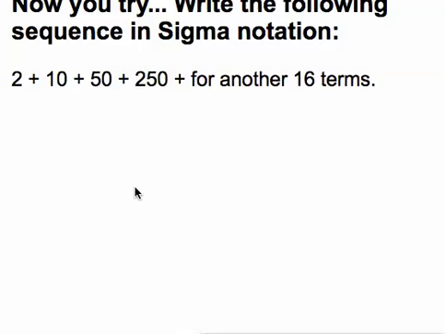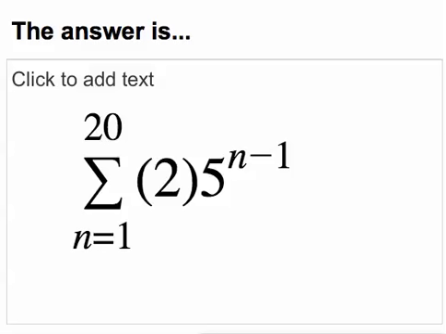You can pause and try it on your own. Here's the answer though. The answer is counting from 1 to 20 will give me the 20 terms, and then this is the formula for a geometric sequence. There's my first term. I'm multiplying by multiples of 5. I've got that n minus 1 thing going on because I've already been given the first term there.